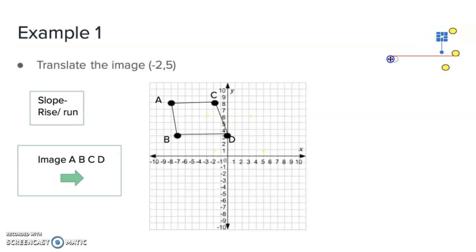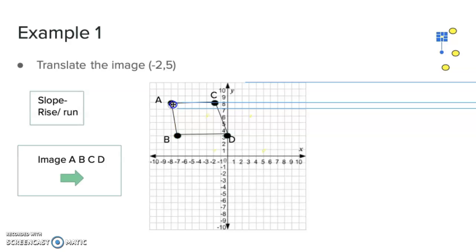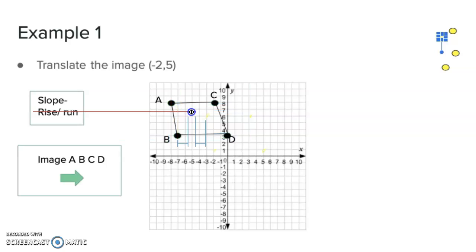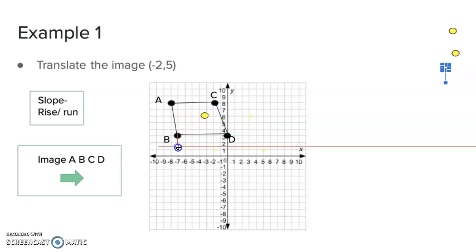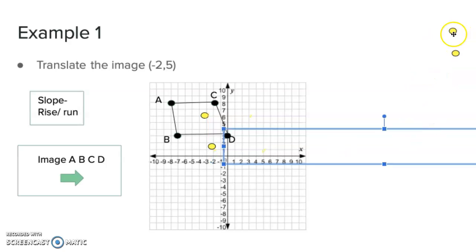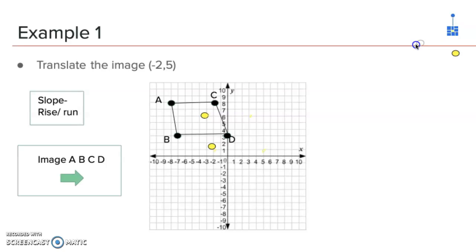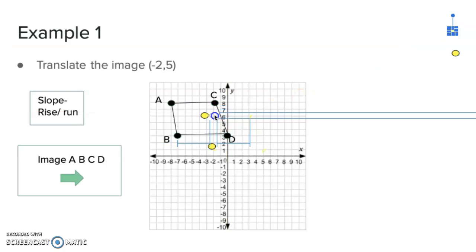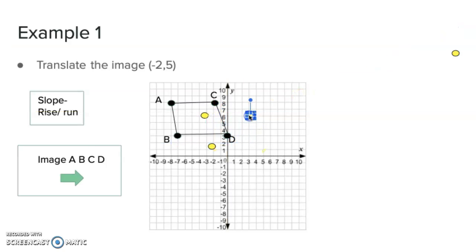I have 4 points to plot, and I'm going to start from A. A, I go 2 down and 5 to the right. The next point, I'm going to start with B, and I'm going to go 2 down, the same thing, and 5 to the right. The next one, I'm going to start with C, go 2 down, and go 5 to the right.